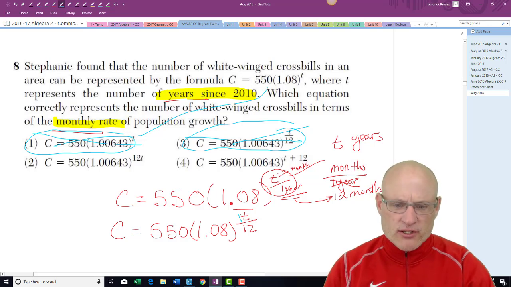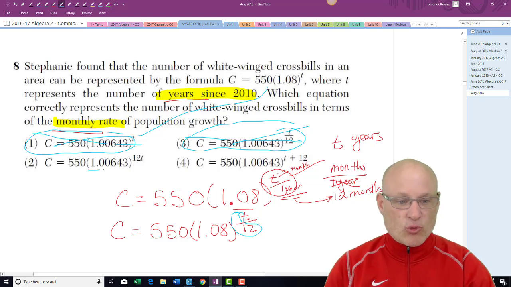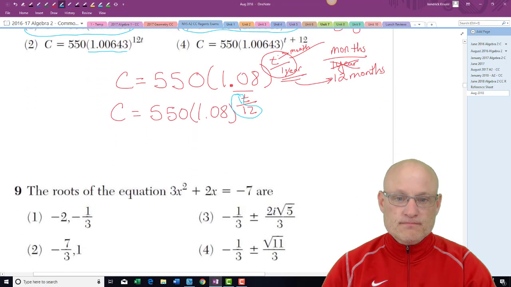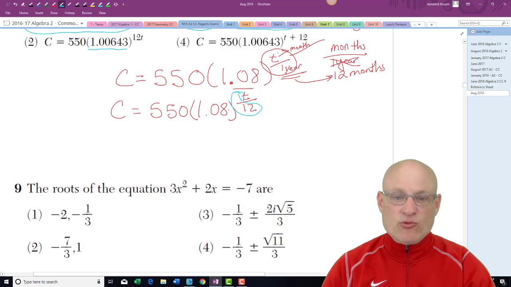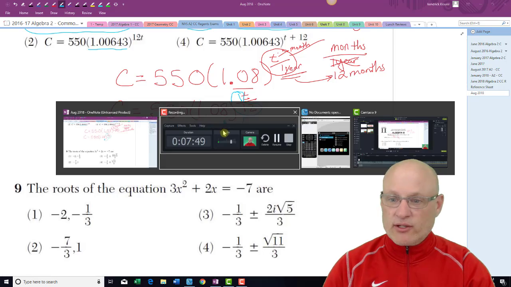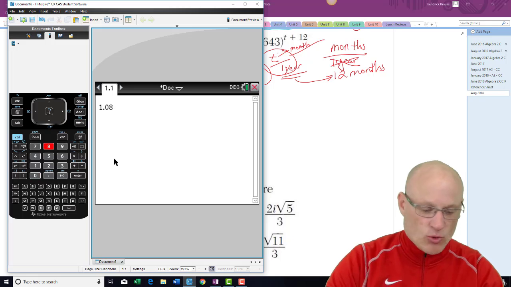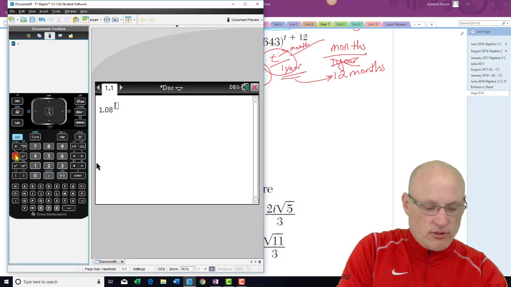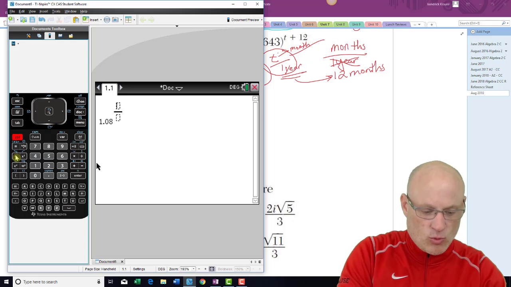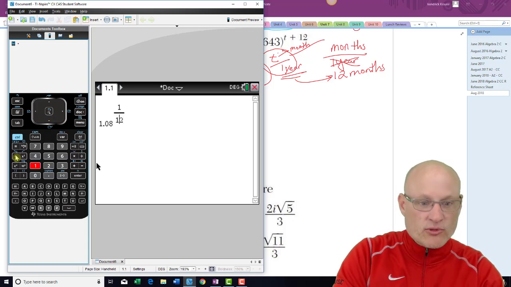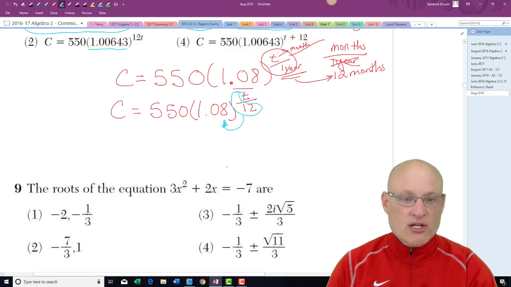Here's what they do. Do you see this fraction 1/12? This is where the number 1.00643 comes in. It's really taking this 1/12 and bringing it inside here. So what they're doing is raising 1.08 to the 1 over 12 power, and that's that 1.00643. So that's where they got that.